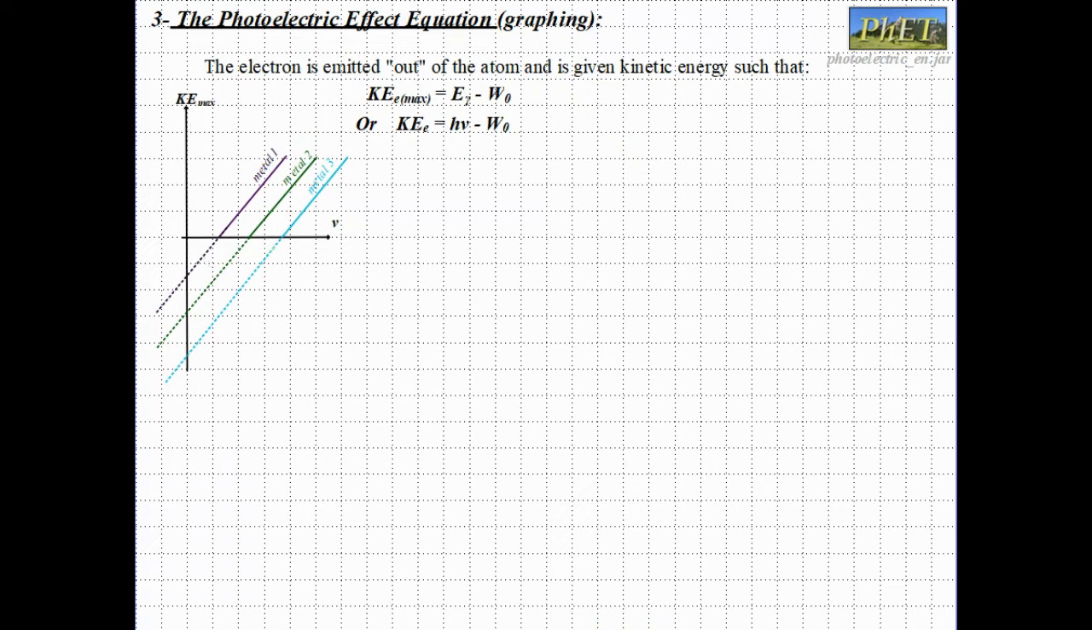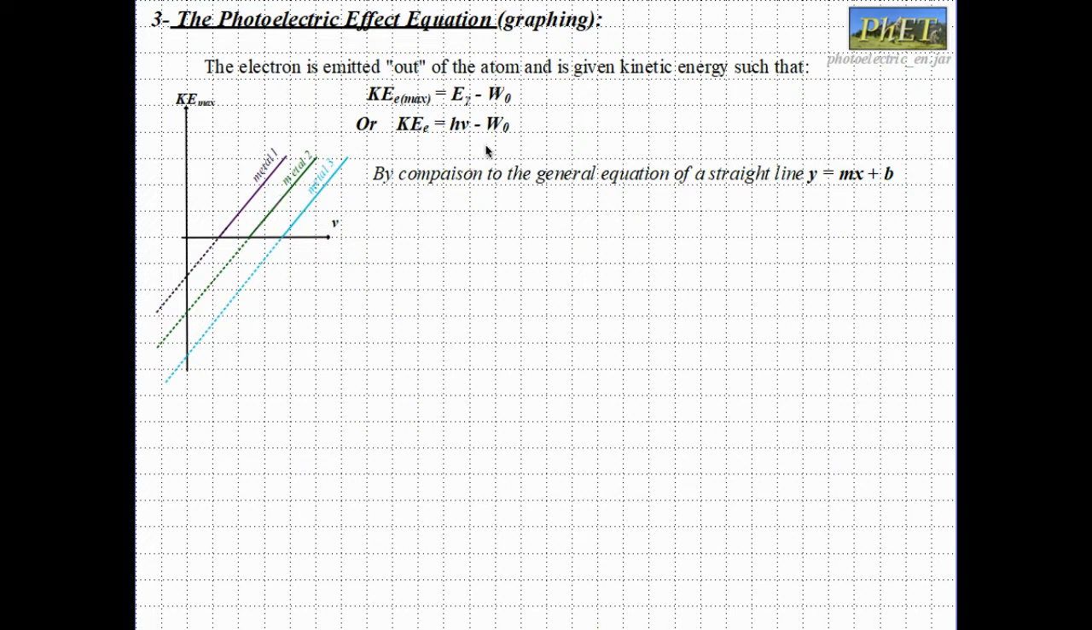We compare this equation to what we know in mathematics. We get y equals m times x plus b. So this is nothing but the equation of a straight line, and the graph shows a straight line as well. Now we have three different graphs, corresponding to three different metals. The lines are parallel. We're going to talk about this in a second.